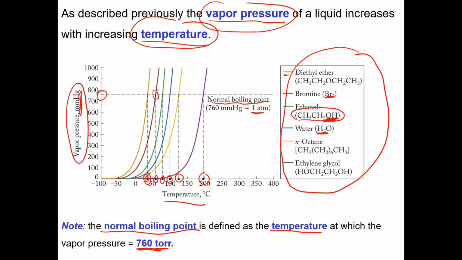Now, when we go to octane, it's really nonpolar, so only dispersion forces here, but it has a pretty high molecular weight, and that pushes the boiling point up to around 130 degrees Celsius. Finally, we go to ethylene glycol, commonly used as radiator coolant. It has a decently high molecular weight. It's not super high, but it has lots of hydrogen bonding going on, and that pushes the boiling point to almost 200 degrees Celsius.